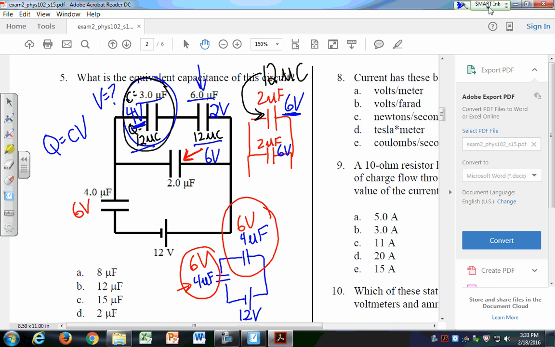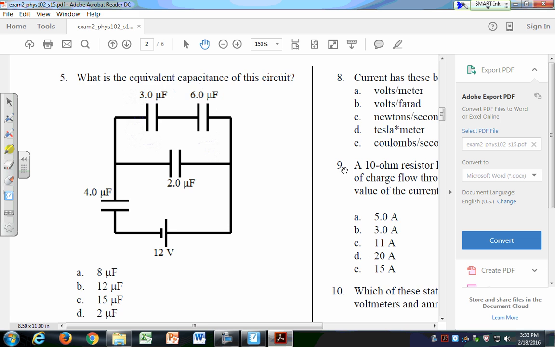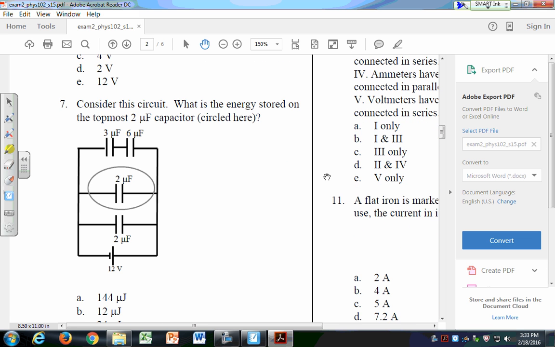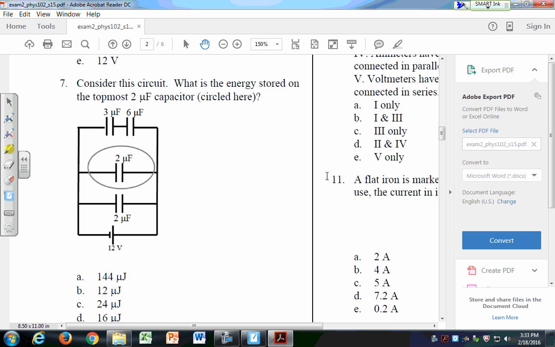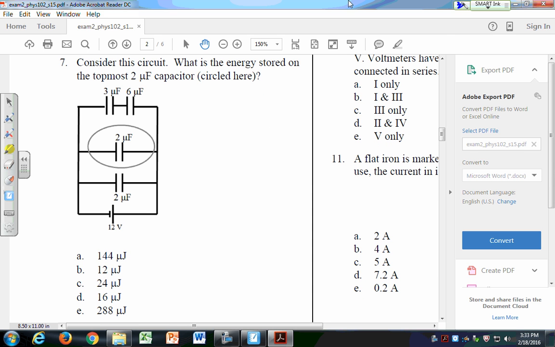All right, can I clear this? We'll do another one. Okay, so let's see if there's another good one here. Now let's try this one. Let's do this circuit, but I want to know, this one asks for the energy. We'll do that. But yeah, let's do the energy first on this 2 microfarad capacitor. And then I also want to know the voltages on all the capacitors. What is the voltage on that topmost 2 microfarad capacitor? Well, no, on the one that's circled here. What is the voltage on that capacitor?